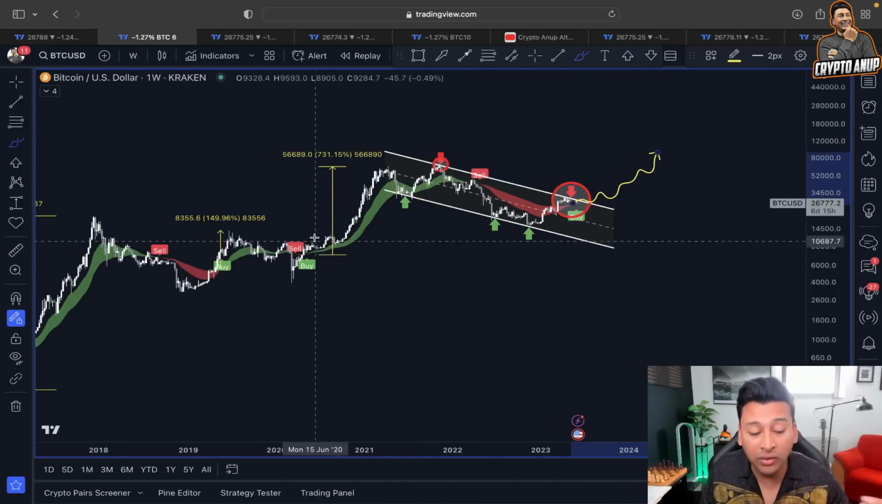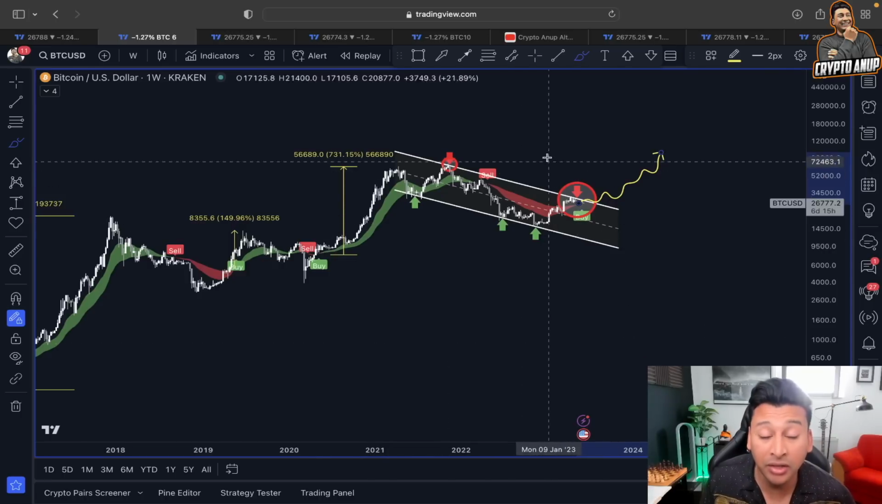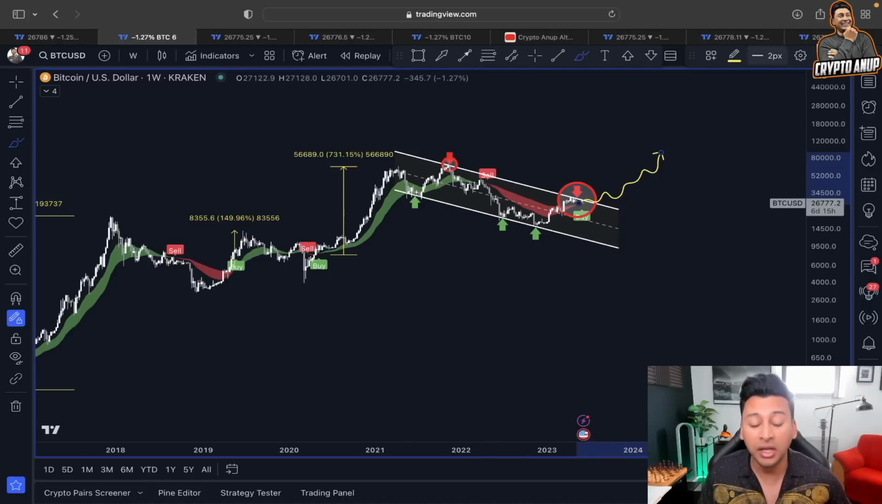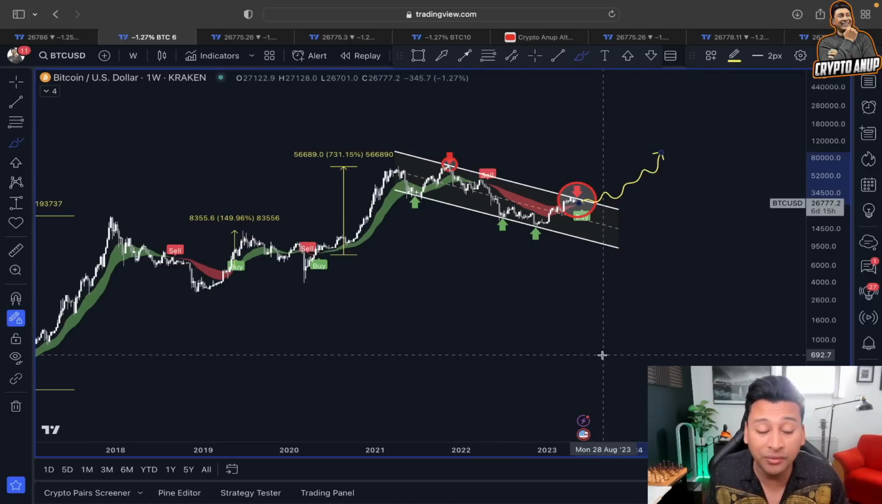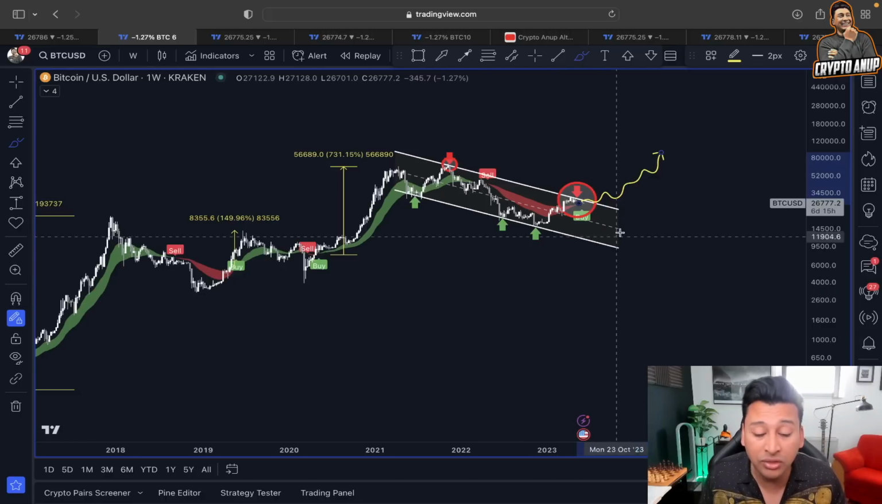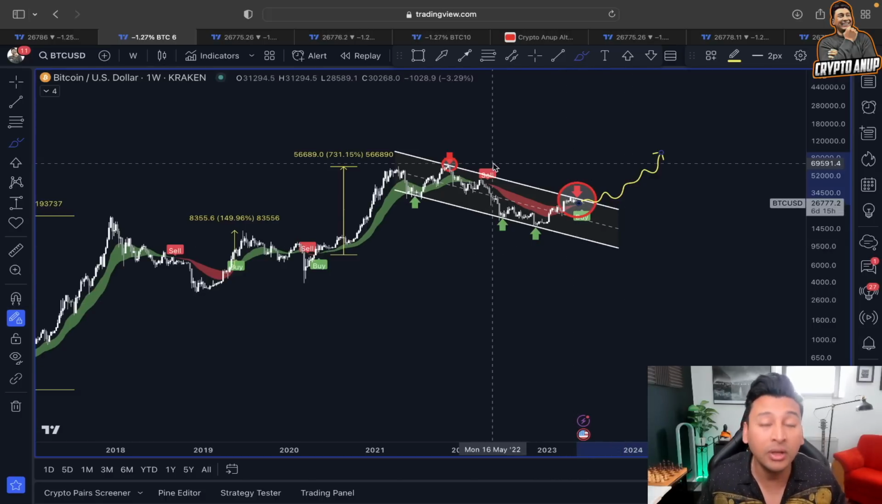Yes guys, according to this indicator, the Crypto Anup buy sell indicator, there is a very high probability for price in the upcoming months to slowly be turning bullish, because we know the 2024 Bitcoin halving is also approaching. So that is definitely going to boost the price in the upcoming months, in my opinion.